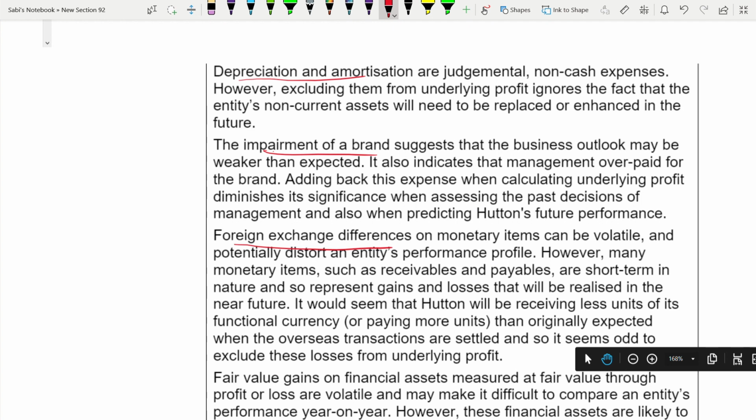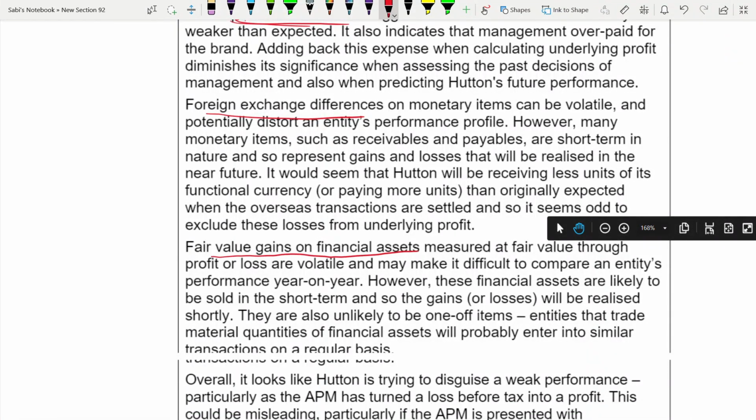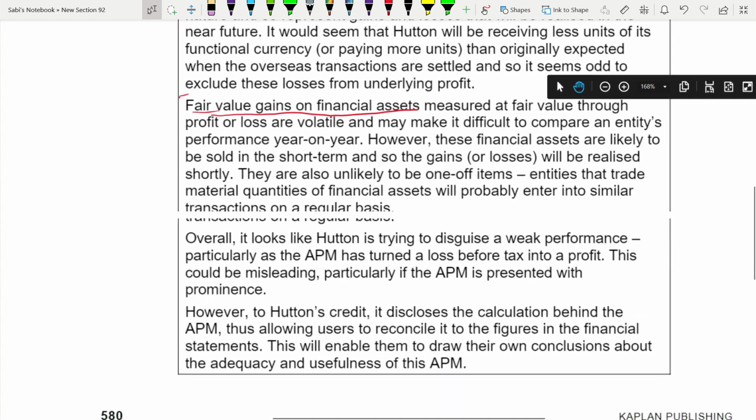You should write it in a way, how? Just looking at this first one, impairment of a brand. Then the next one is about fair value gain on financial assets. So you see each item is explained in different paragraphs with spaces in between, around 4 to 5 lines. Here they have written more, but generally you have to write 4 to 5 lines, more than that you are not expected also. And then overall.